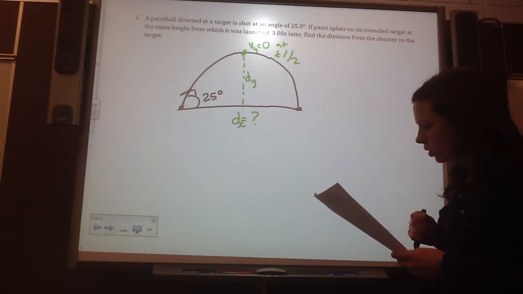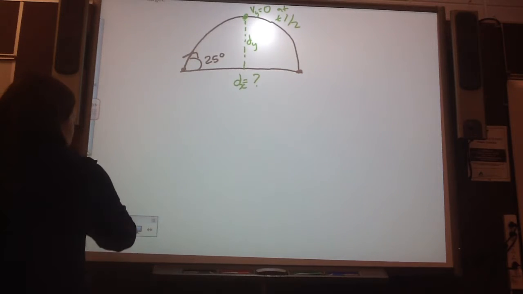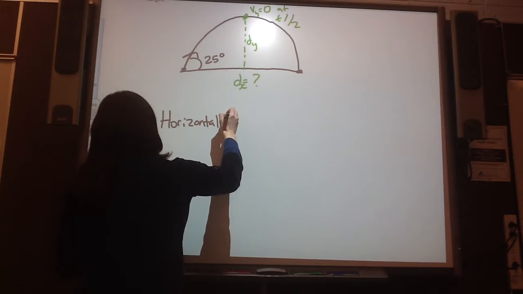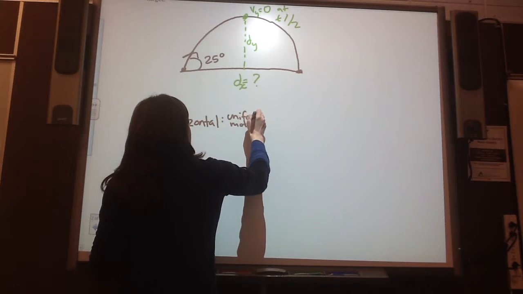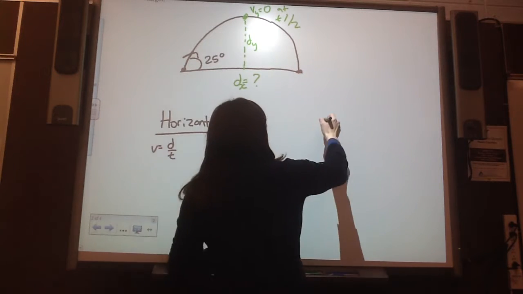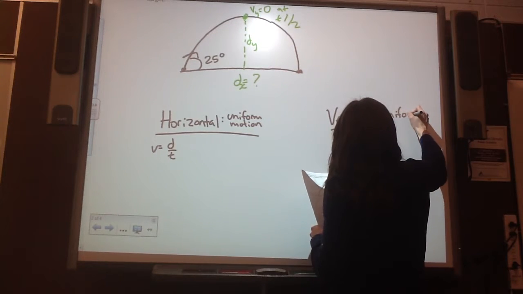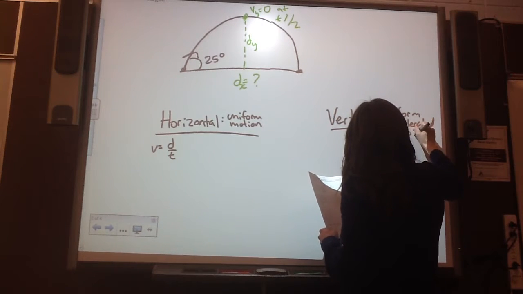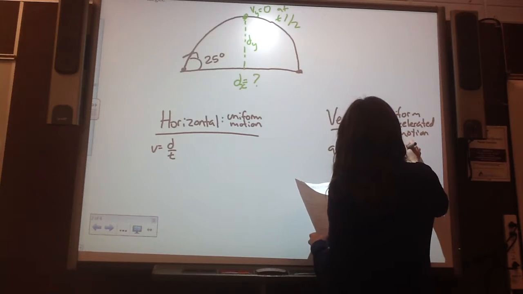Okay, so let's split up our information into horizontal, which is uniform motion, just to remind you. So we only use v equals d over t. And vertical is uniform accelerated motion. So I need to use a is equal to negative 9.81 meters per second squared.